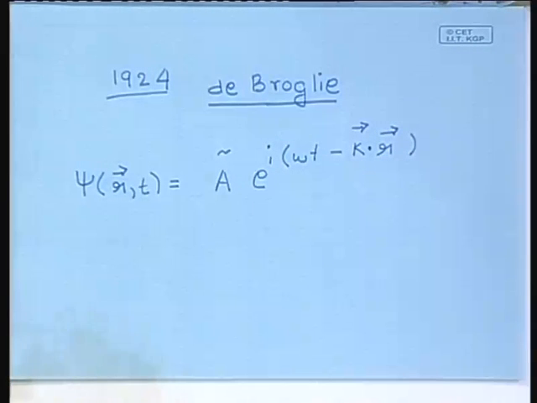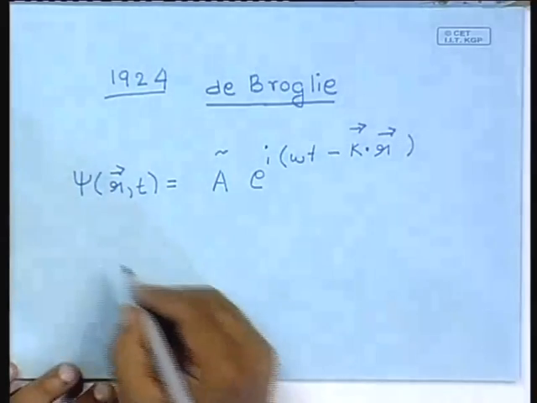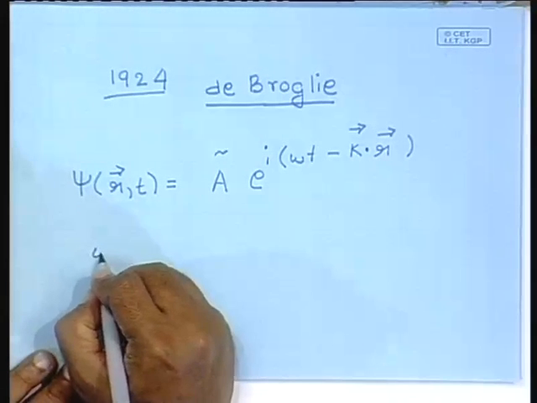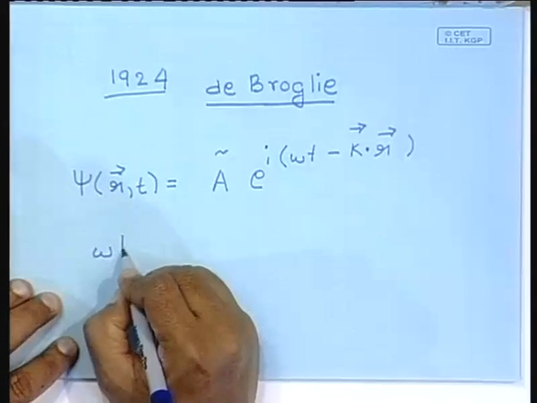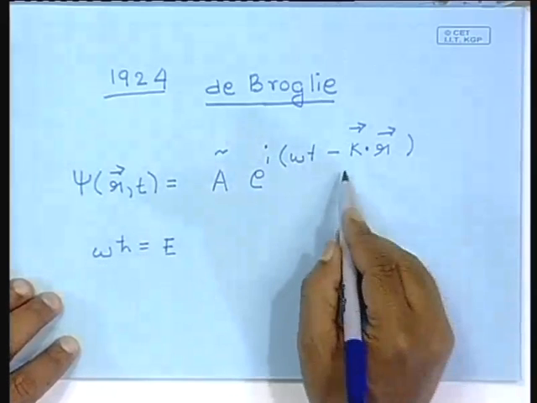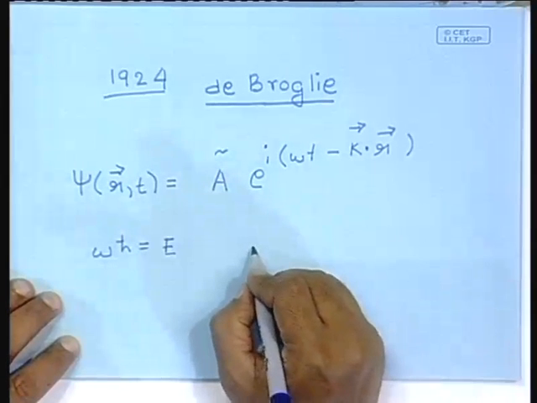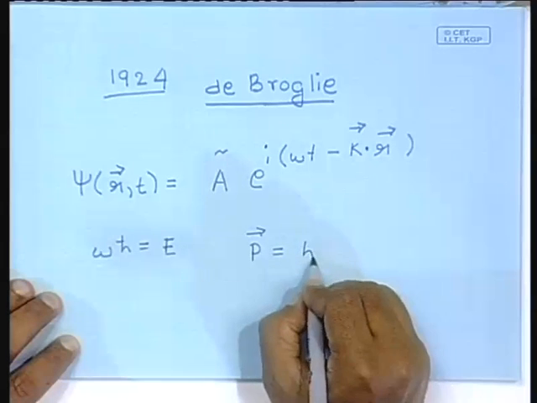So, what de Broglie hypothesized was that associated with every particle there is a wave, and this is what represents a wave. And the angular frequency of the wave, omega, is related to the energy of the particle through this: h cross omega is equal to the energy of the particle, and the wave vector k is related to the momentum of the particle, just like we did for the photon.